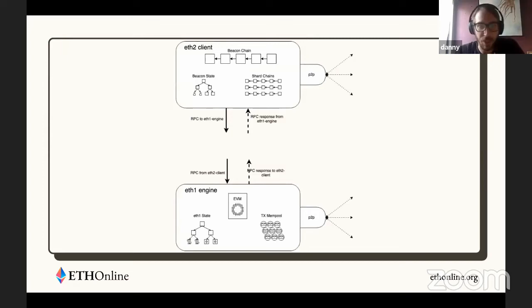This quick zoom in shows just the two diagrams of the Eth2 client controlling the Eth1 engine via this RPC, sending requests and getting responses. It's a unidirectional protocol, with the Eth2 client being the brain that drives, and that simplifies this relationship between the software.